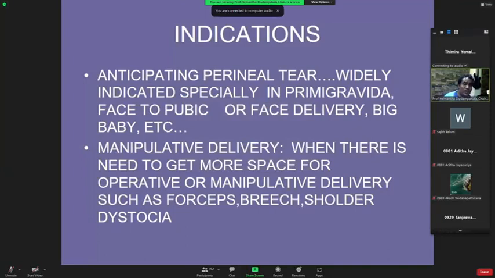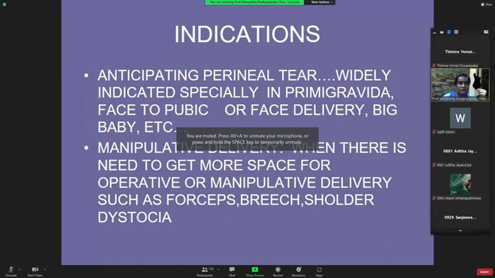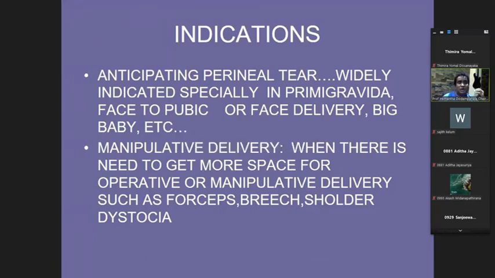Forceps, vacuum, shoulder dystocia, breech delivery, where you have to put your hands in. In that situation also, you prefer to do an episiotomy. So that's a well-known indication: a large baby, a tight perineum, and any operative delivery or manipulation in the vagina. You would like to do an episiotomy.